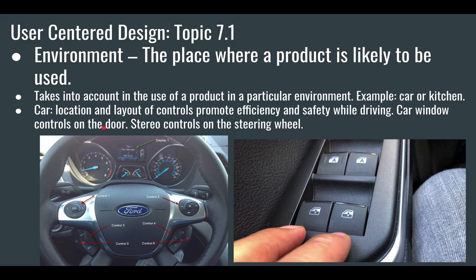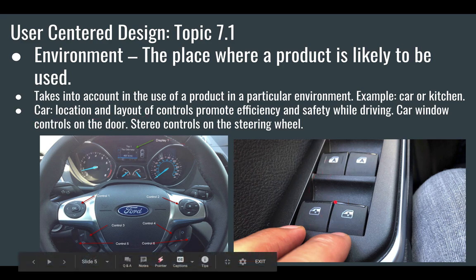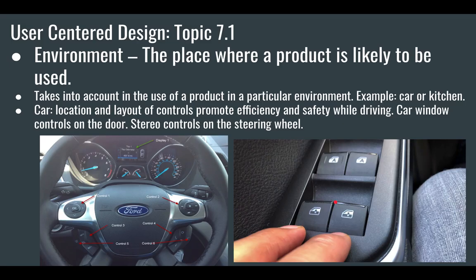Car window controls on the door like this, that's intuitive, and it's not something that you need to look at. So the idea with car controls is that you shouldn't be taking your eyes off the road in order to use the controls. So you can use these controls without looking, and they're in a convenient place right next to the driver on the left-hand side in cars where we drive on the right.